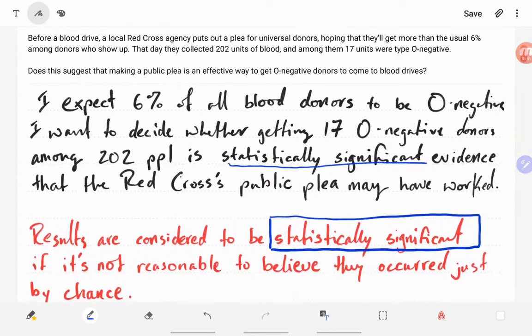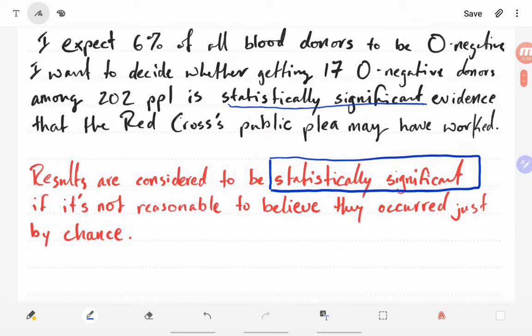So I've written out the definition of what it means to be statistically significant. Our results will be considered statistically significant if it is not reasonable to believe that they occurred just by chance. So if we find that 17 out of 202 is drastically different, if the probability of this happening is drastically different than that 6%, then we can state, you know what, this may be statistically significant. If it's too close, then we'll say, nah. All right, so let's work through this problem.